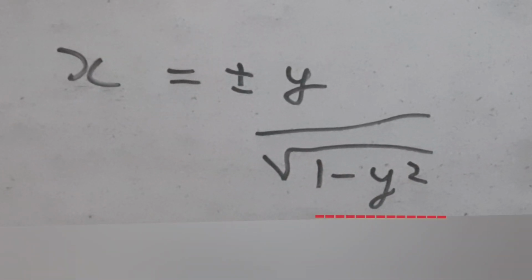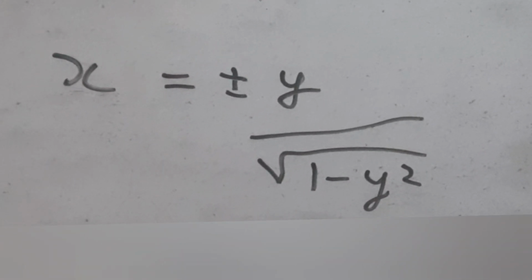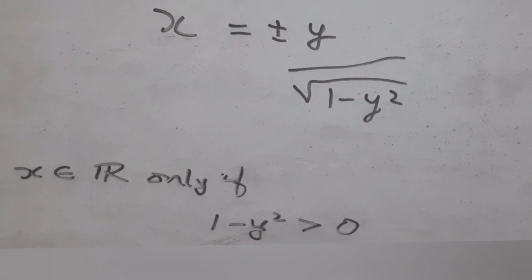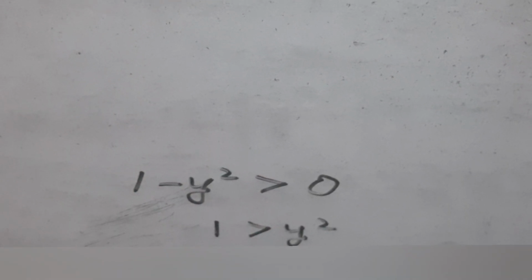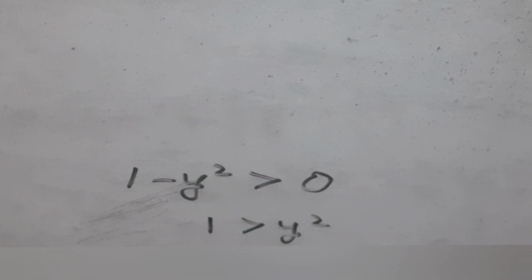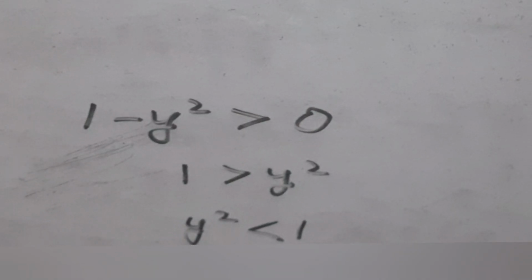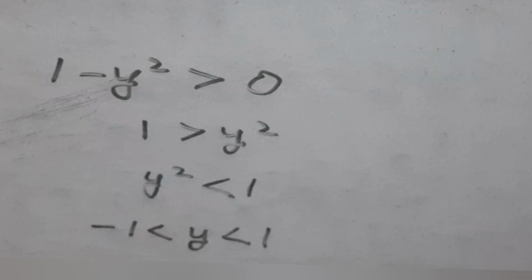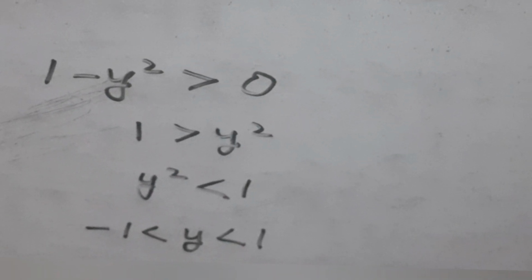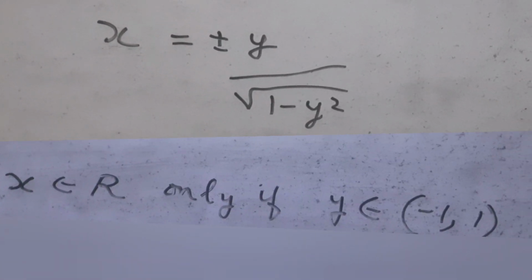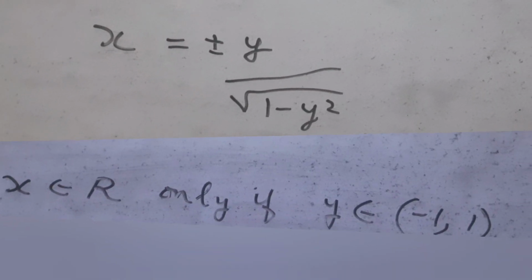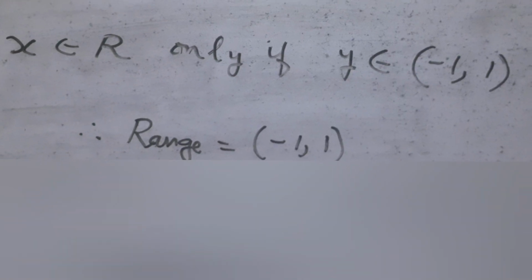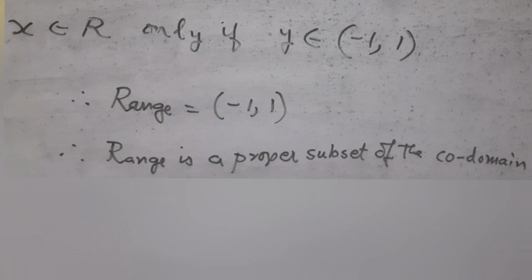Here we note that 1 minus y square is in the denominator and is inside the square root. So that means 1 minus y square should be strictly positive. This again means y should belong to the open interval minus 1 to 1. So we can say that the range of f is nothing but the open interval minus 1 to 1. So the range is not equal to the codomain. That means f is not onto.